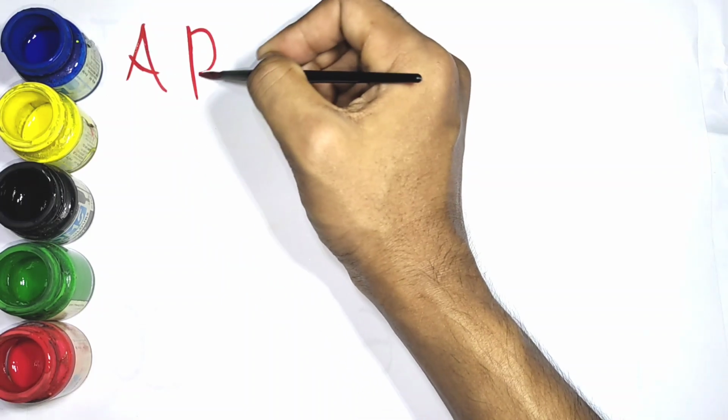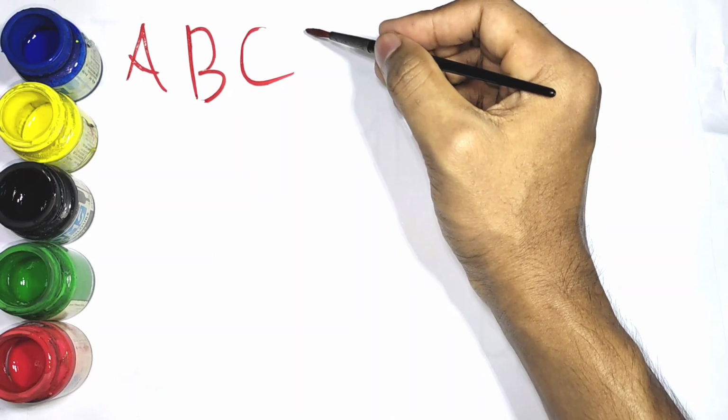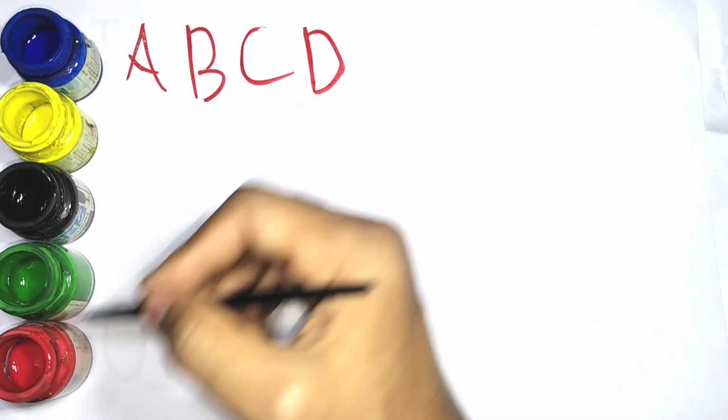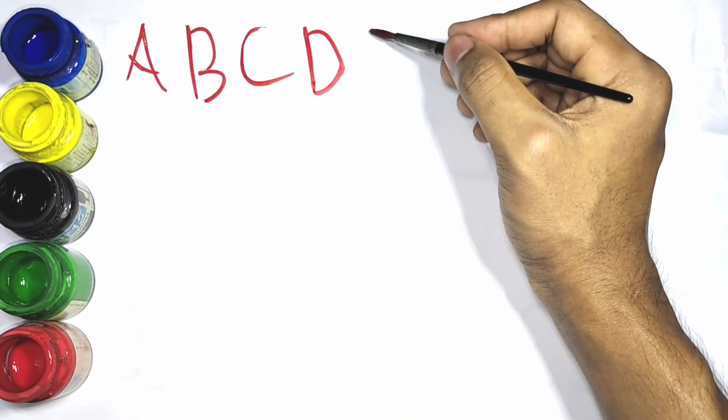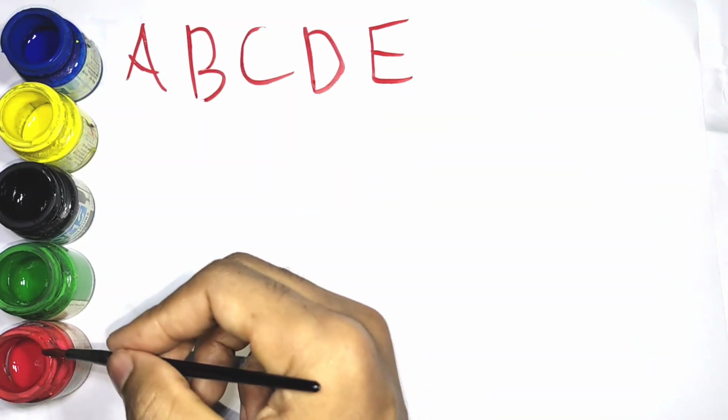First we draw the alphabet of A. A for apple, A for ant. Now we draw B. B for ball, B for bat. The next one is C. And now we draw D. D for dog, D for doll. The next one is E. E for egg.